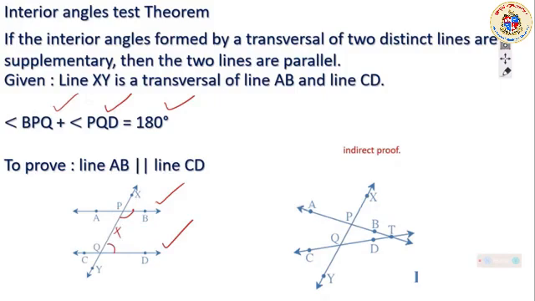The best way to prove that they become 180: we will simply prove that if they were not 180, then they will intersect here. If they intersect here, then they are not parallel. So as they are not intersecting and the sum is equal to 180, they are parallel. That is the technique used.